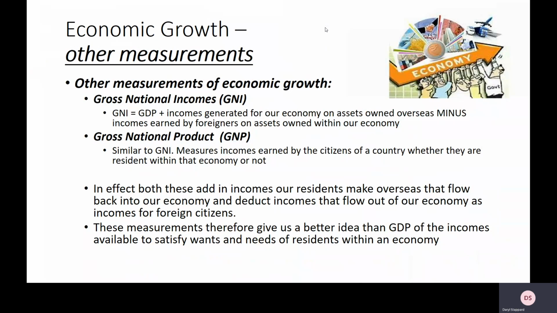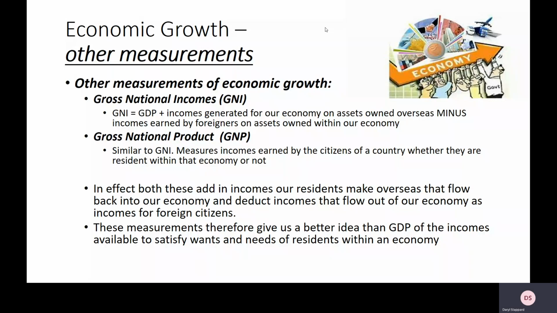Now, what GNI does, it doesn't just look at the value of the output produced within an economy. It will also factor in the incomes that our people earn from overseas, but also take away the incomes that foreign people earn in our economy. Now, the idea is this should hopefully give us a much better idea of how much money is within our economy. So we start off with the GDP, and we then factor in that British people will have made lots of investments overseas. They will own businesses. They will have lent money to people overseas. They might even work overseas.